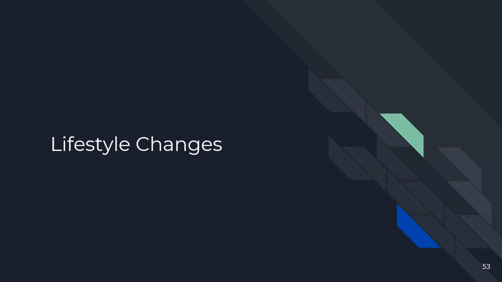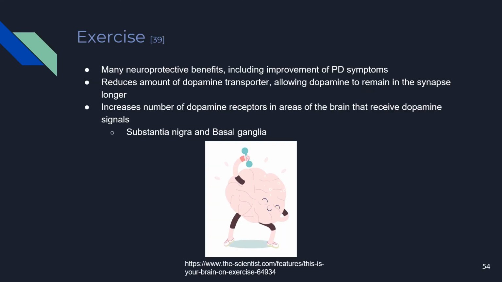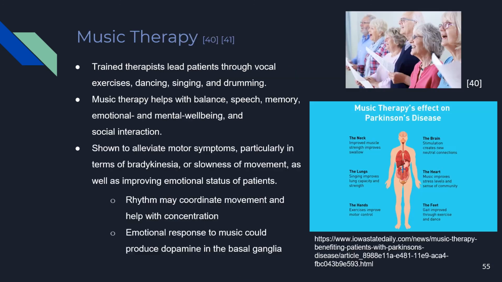There are also much more simple ways to relieve Parkinson's disease symptoms. Just by making lifestyle changes, patients can reduce their symptoms. It is well known that exercising increases dopamine production. By increasing the presence of dopamine receptors in the substantia nigra and the basal ganglia, and reducing the amount of dopamine transporters that take dopamine out of the synapse, exercise offers many neuroprotective benefits and can relieve Parkinson's disease symptoms.